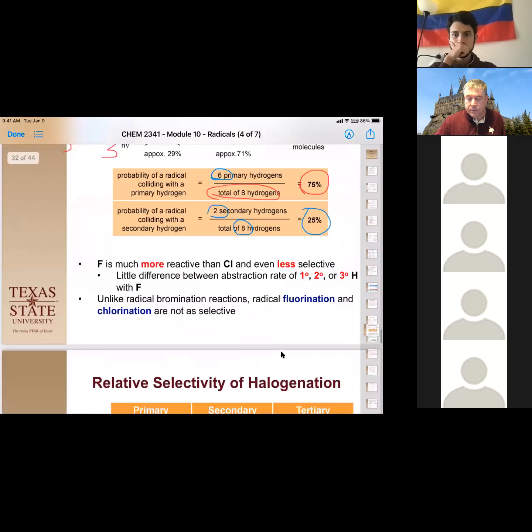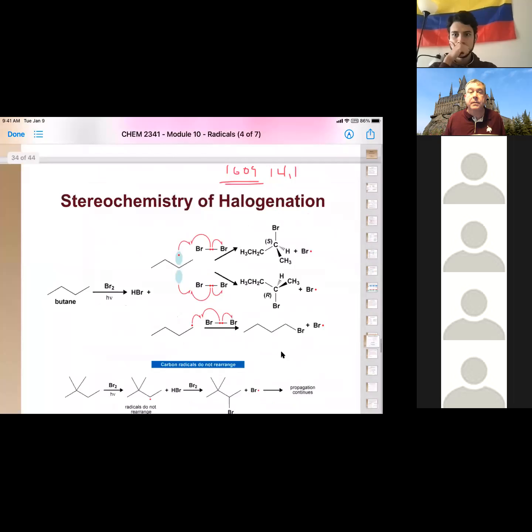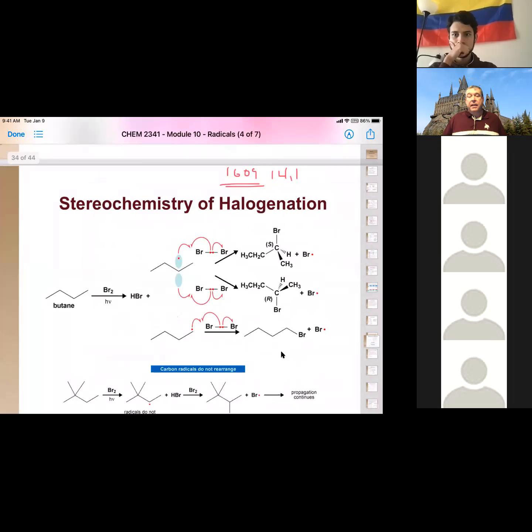Okay, with no questions there, let's go ahead and look at some stereochemistry associated with halogens. What we're going to see here in halogenation is that because we are going through an unhybridized p orbital, just like in a carbocation, we should see some similarities in the stereochemistry. However, there is one big difference in the radicals that we don't have in the carbocations.